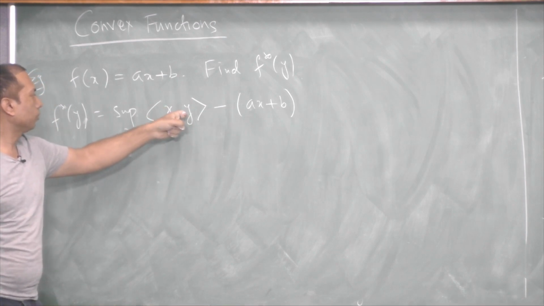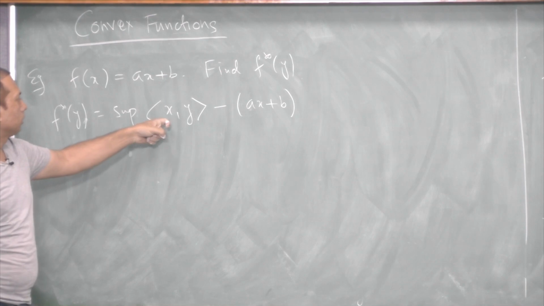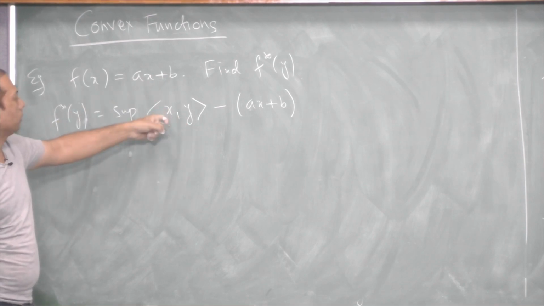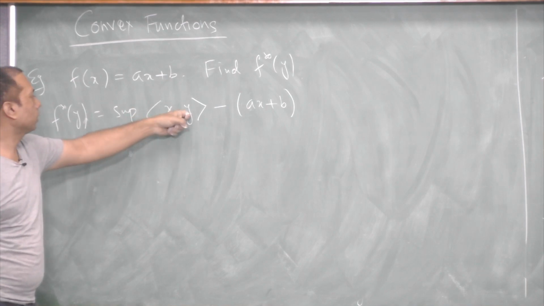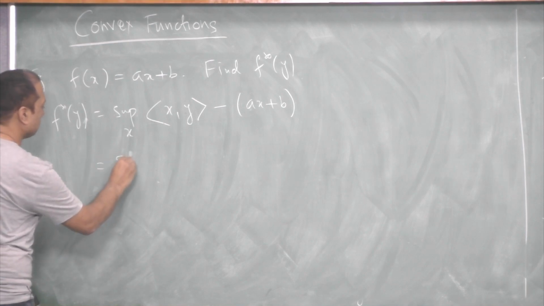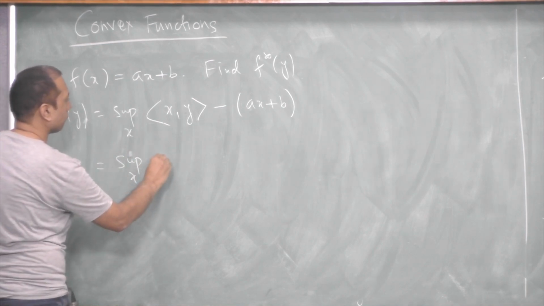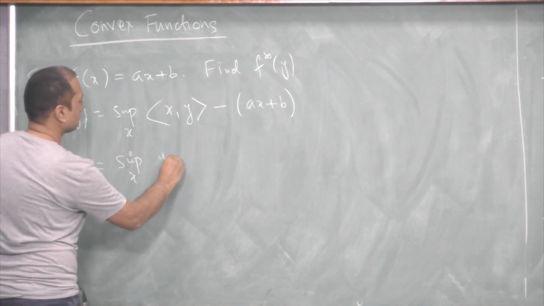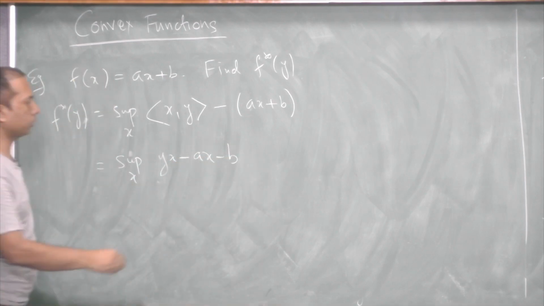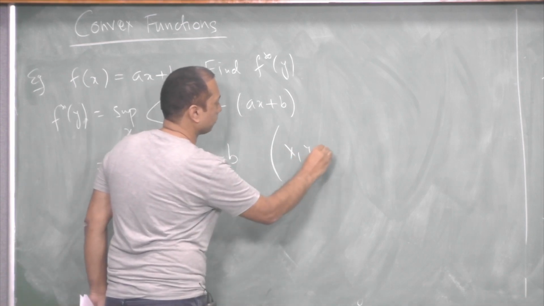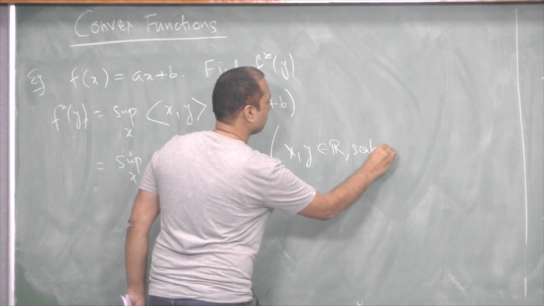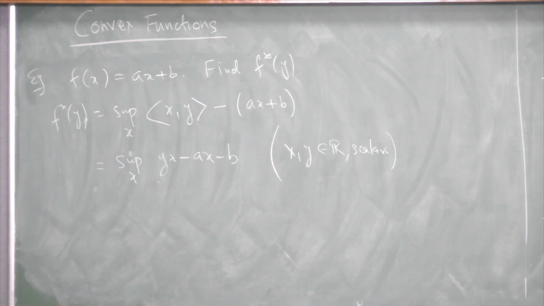This is like y transpose x. I mean this is scalar valued, so the inner product is just xy. This is like xy minus ax minus b. Okay, so let us simplify a little bit. So this is the supremum over x of yx minus ax minus b. Remember that x and y are scalars, that is real. It could be complex also, it doesn't matter. In this case it's real.